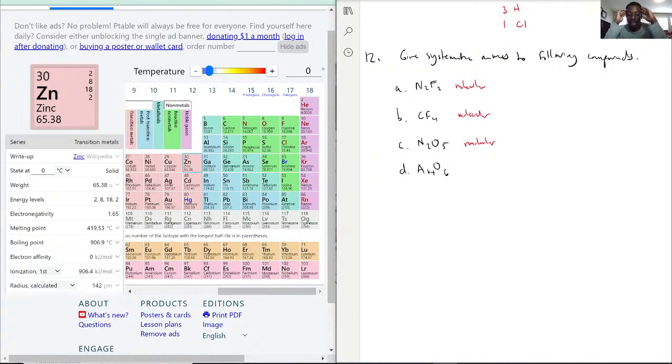We're going to say that this is, well, let's see. Arsenic and oxygen. Let's find out by its electronegativity. 3.44 minus 2.18.